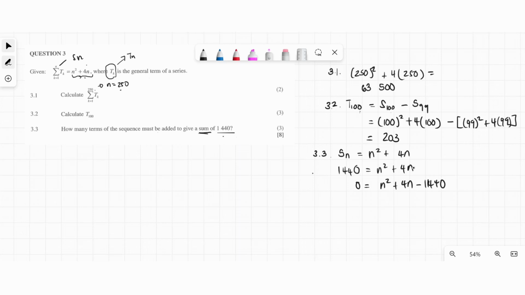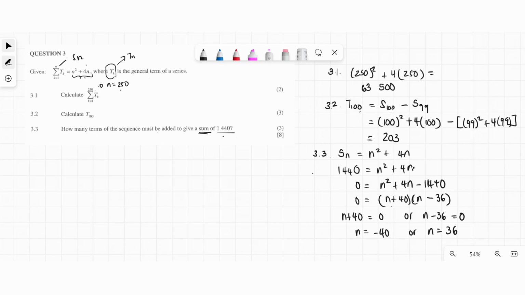Use quadratic. When you factorize this, what you're going to get is n plus 40 and n minus 36, right? Equate both brackets to 0, so it's going to be n plus 40 is equals to 0, or n minus 36 is equals to 0. Solve it, so it's going to be n is equals to negative 40, or n is equals to 36.